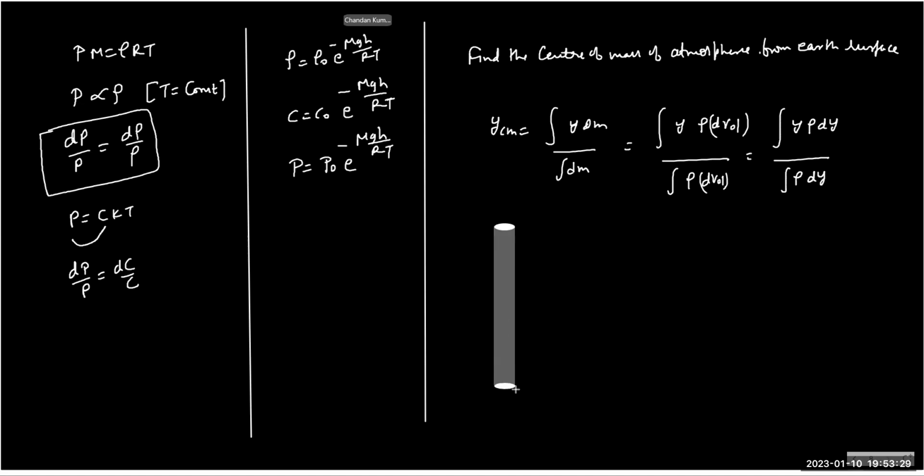From the base of Earth to infinity. And this is your elementary mass. If I assume the cross-sectional area is A, this is dy, this is y, and the density at this location is rho. So what is the mass of this part? dm equals rho A dy. And that's why the A will get cancelled from the numerator and the denominator, because A is the same throughout. This is the Earth surface.